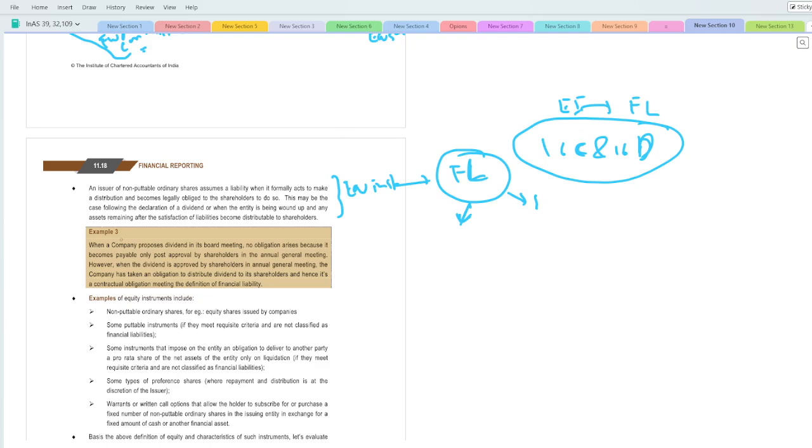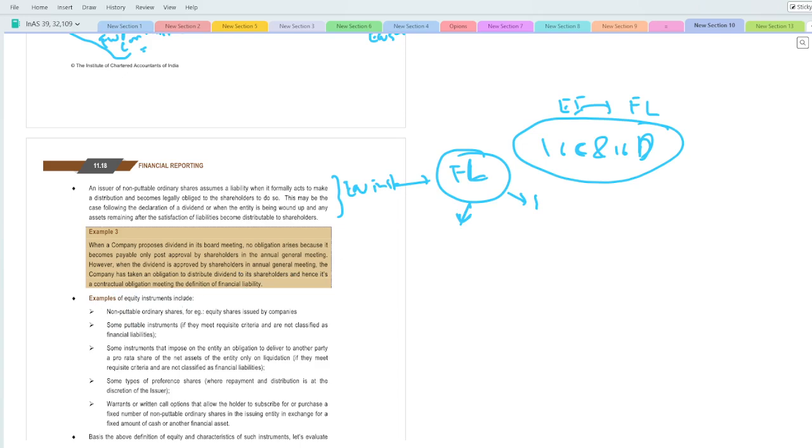तो जस्ट सी द एग्जांपल आल्सो, व्हेन ए कंपनी proposes, so ये डिविडेंड के बारे में बोल रहे हैं कि व्हेन ए कंपनी proposes a dividend in its board meeting, no obligation arises because it becomes payable only post approval by the shareholders in the AGM. So however, when the dividend is approved by the shareholders in the AGM, the company has taken an obligation to distribute the dividend to its shareholders. Hence, it's a contractual obligation meeting the definition of the financial liability. Correct?